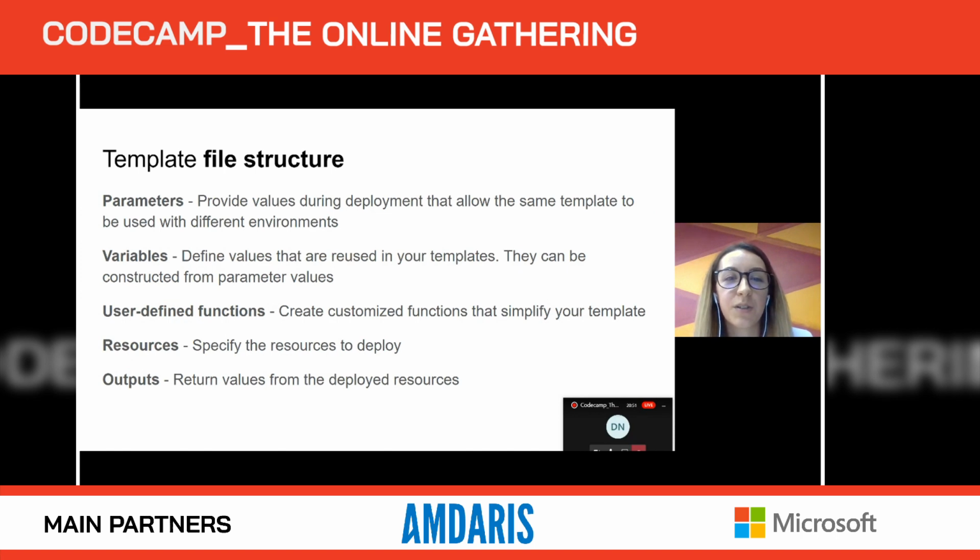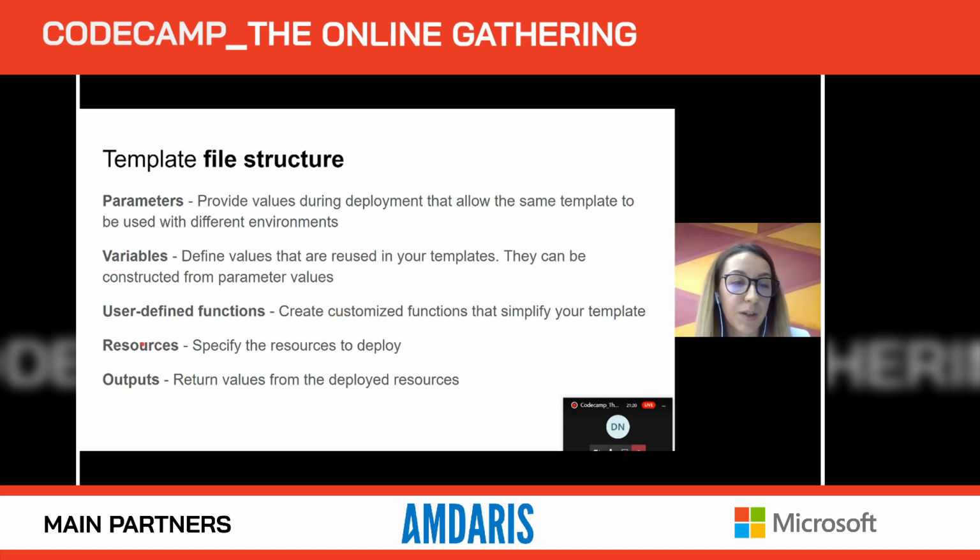The parameters are basically some inputs that allow us to customize some of the names, maybe, or configuration for our resources. The variables is just a section where we define values that we want to reuse. We can also define some custom functions, but they're quite dummy, just like this, so you can't do much with them, but they're helpful sometimes.